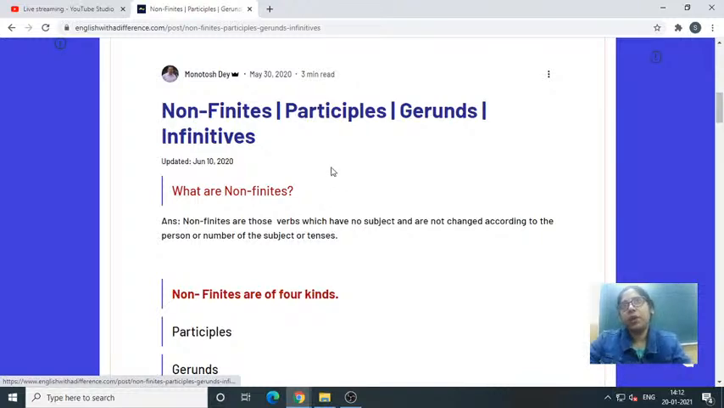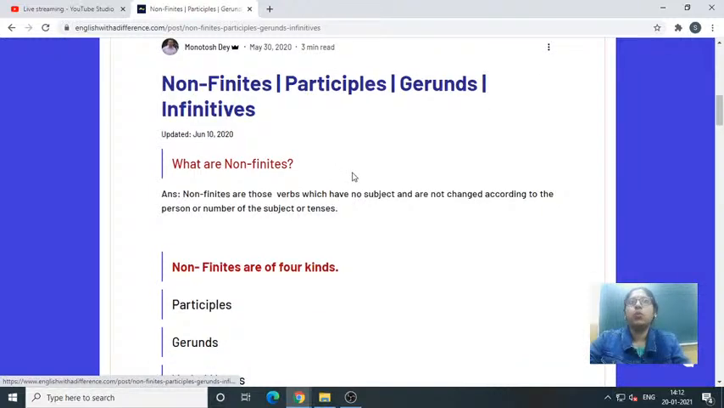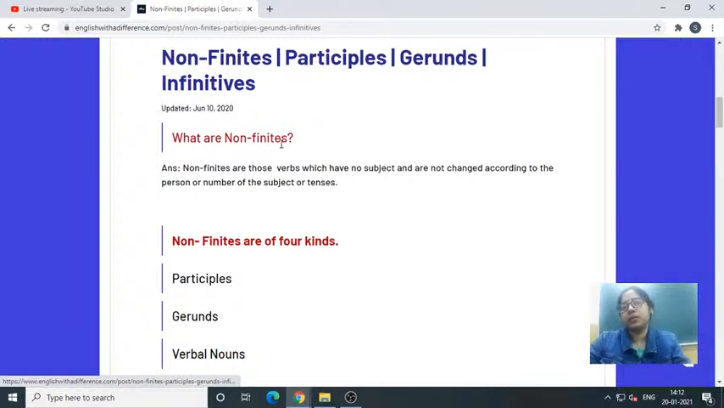So first of all, I just want to discuss what non-finites are. Now everybody must have this curiosity in your mind. Ma'am said non-finites. So what are these? So what are non-finite verbs? You have this curiosity to know, so I am just discussing.